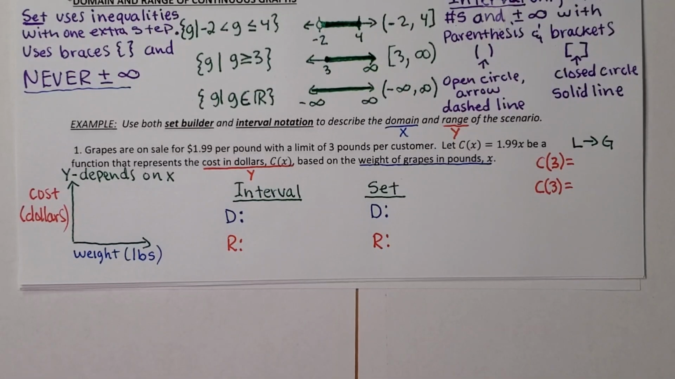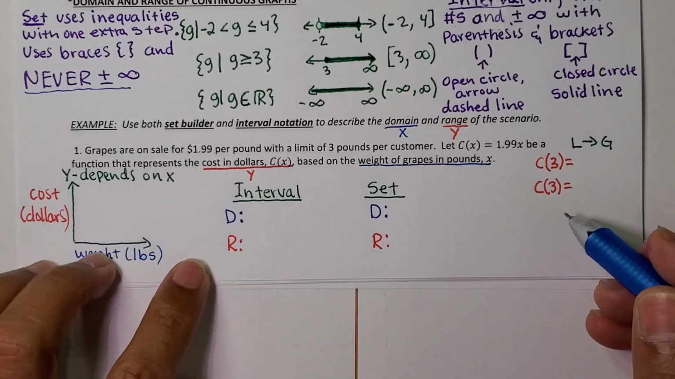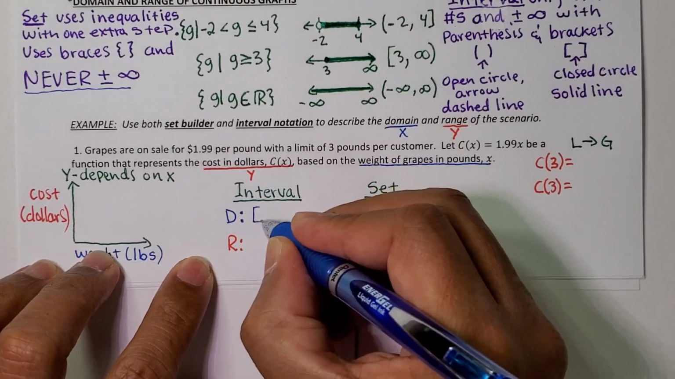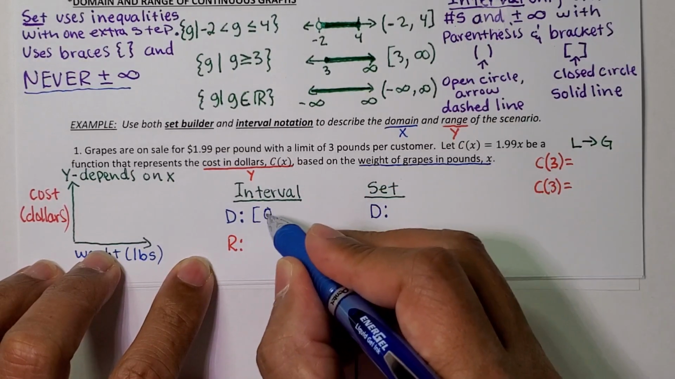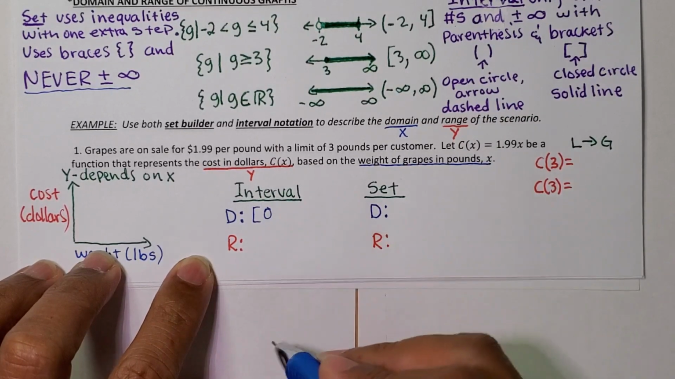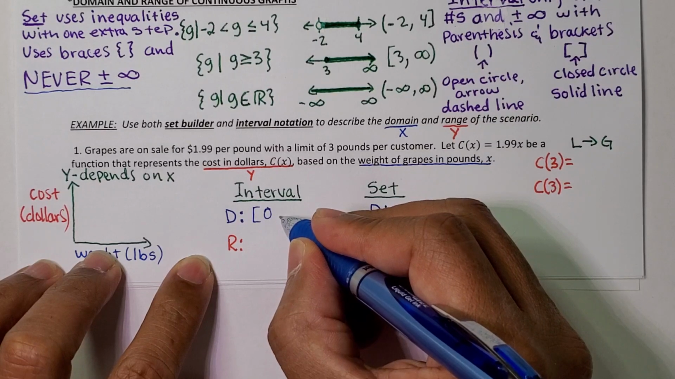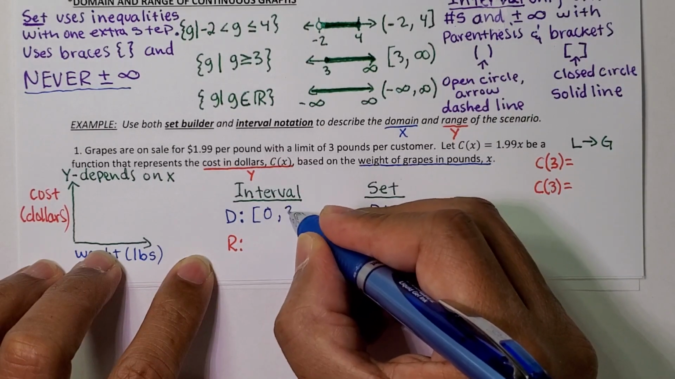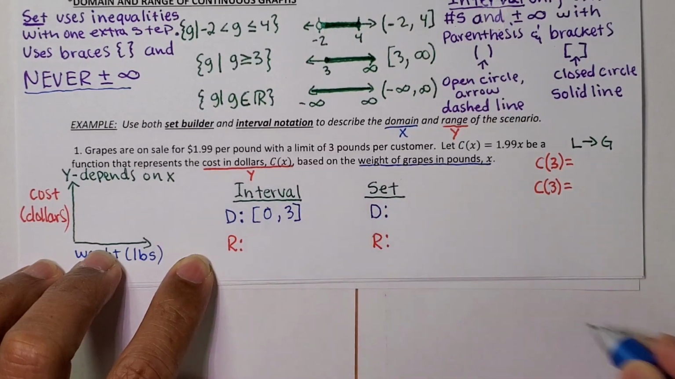Would it be possible that I could go to the store and say to myself, the grapes are on sale, but you know what? I'm not interested. So how many pounds would I buy? And the answer is 0. Okay, notice that I'm using a bracket here because it's possible that I'm going and I'm not going to buy anything. So we do use 0 in this case. And what's the greatest number of pounds that I can buy? 3. Okay, and can I buy more than 3? No. So that means this one also gets a bracket.